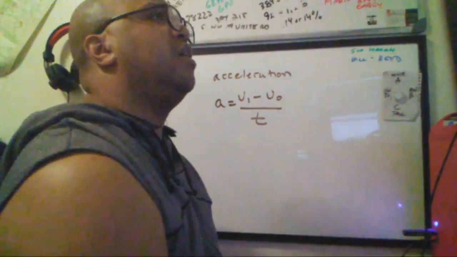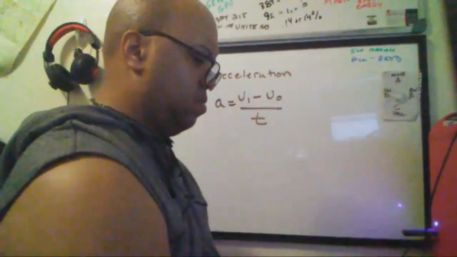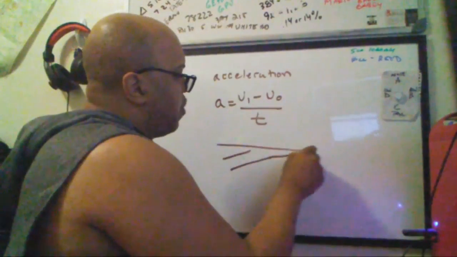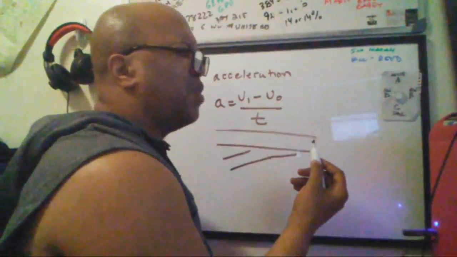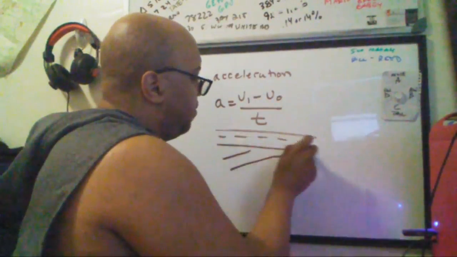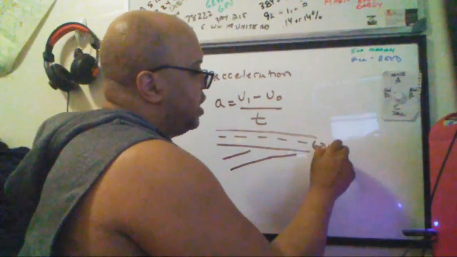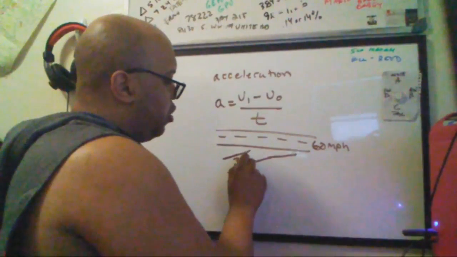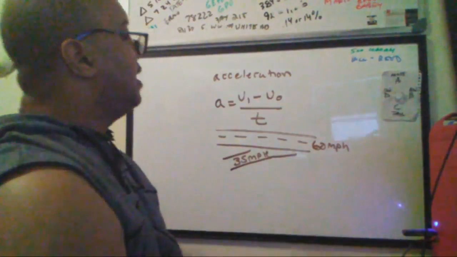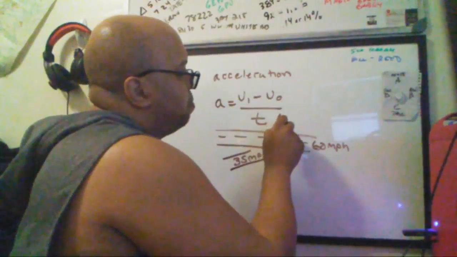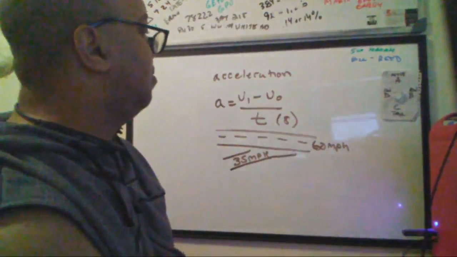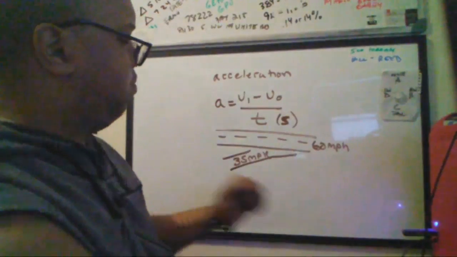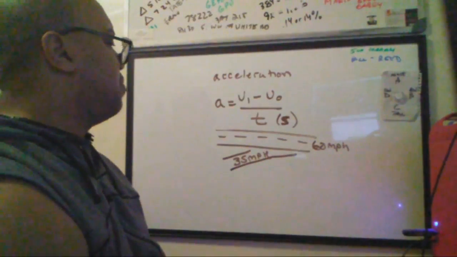So let's say, you said you're in Texas, right? So you're getting on the highway. You're coming off the county road, and you're getting on the I-10, the I-20, or the I-40. Let's say the highway speed is 60 miles per hour, and you're coming off the county road going 35 miles per hour. And let's say it took you 5 seconds. You really got in there. And you got up to highway speed.